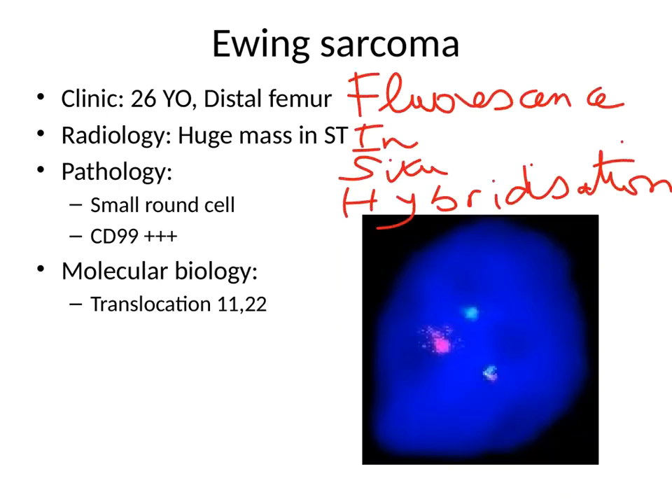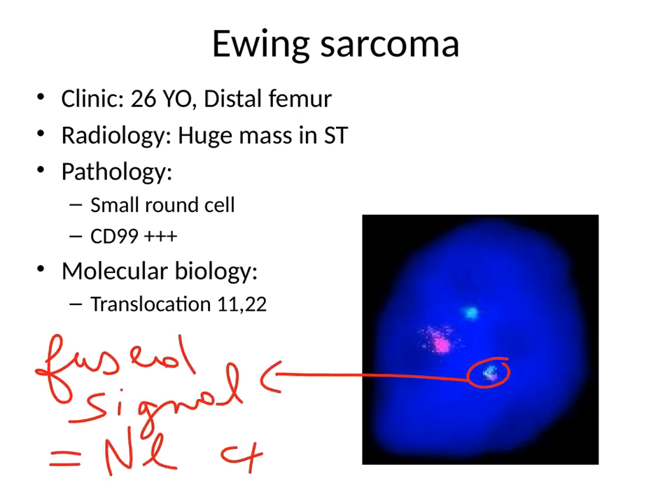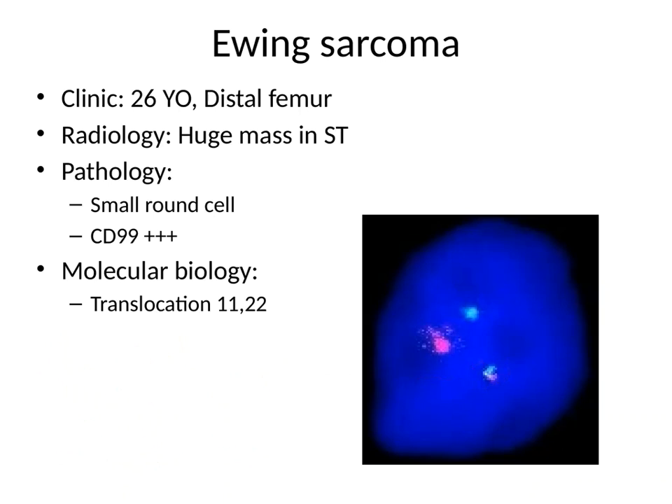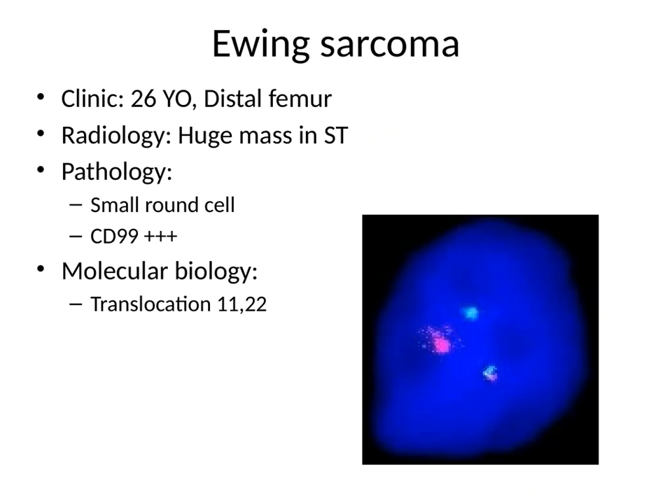The fluorescence in situ hybridization, or FISH technique, is used to detect this chromosomal rearrangement. We use a probe with 2 different signals. When the signals are fused, that means that it's a normal cell. However, in tumor cells, we have a split signal, which is specific for the chromosomal rearrangement.